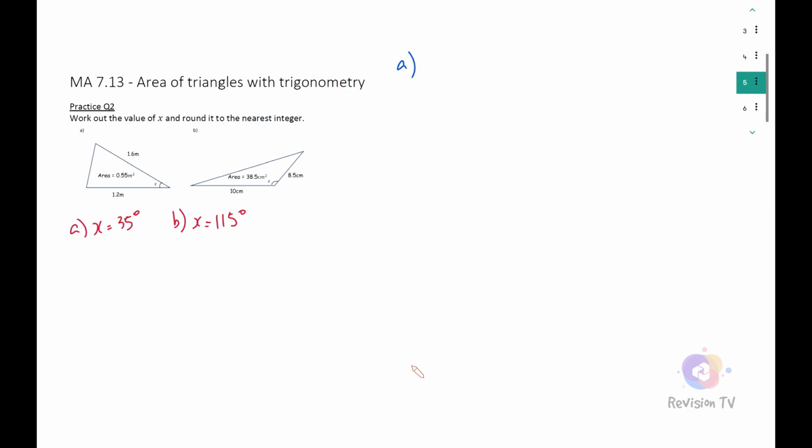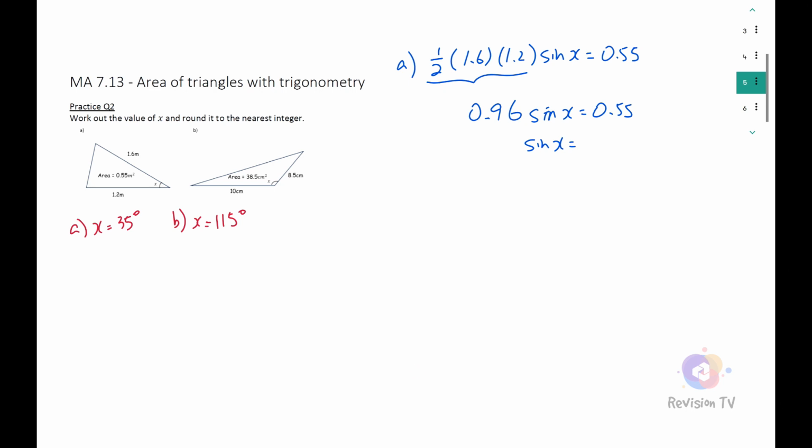So question A, I know the area is 0.55, so I'm going to set an equation which equals 0.55. So half AB sine x equals 0.55. What I can do next is put this chunk in a calculator, and that will give me 0.96. So 0.96 sine x equals 0.55. Now remember, x is attached to sine, so what you have to get rid of first is the 0.96. I'm going to divide the right hand side, so 0.55 over 0.96.